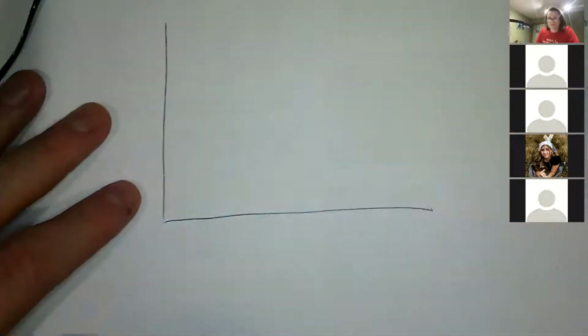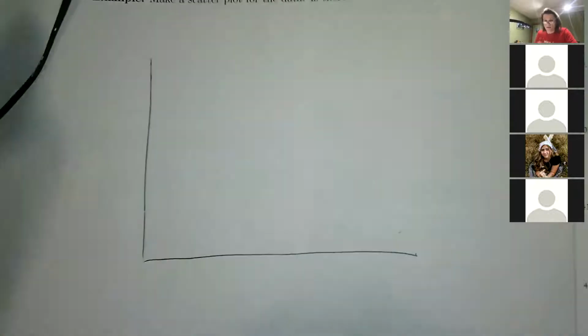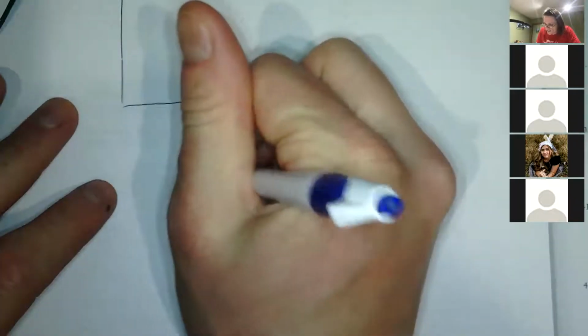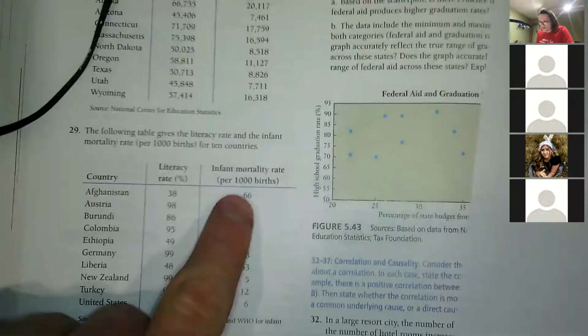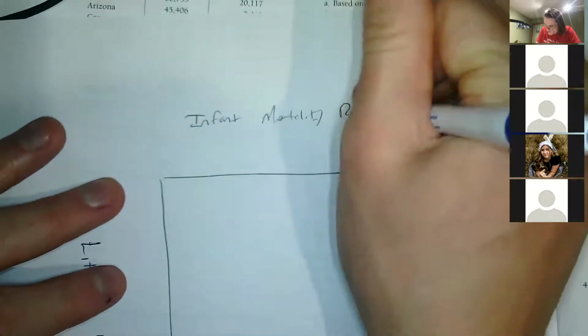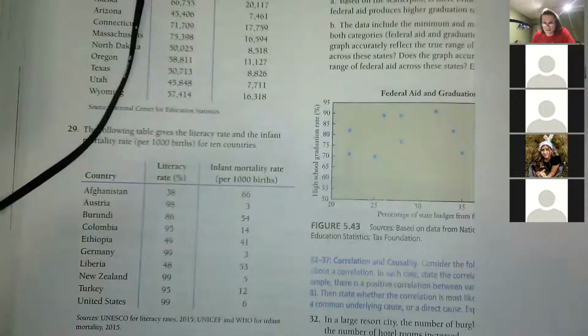So again, I'll draw my axes. It also doesn't matter which order you have. You can put either one. You should see a pattern regardless. So I'll put literacy rate down here, and I'll try to do it this time in the right spot. And then I'll put infant mortality rate on the vertical. There. And now I just need to label everything, or number it, I guess.